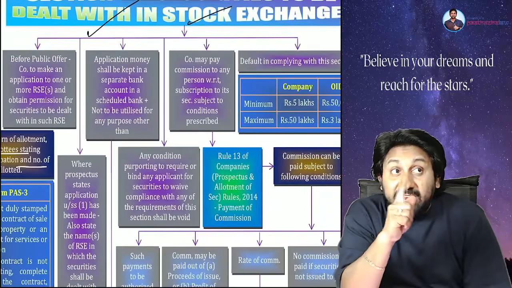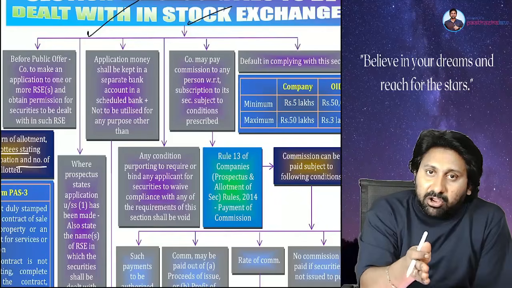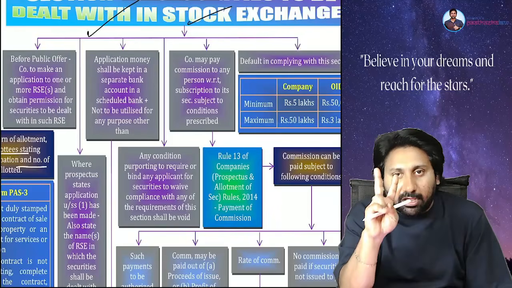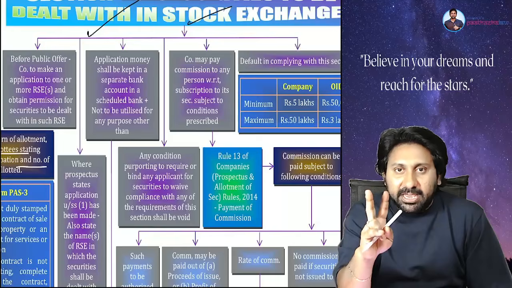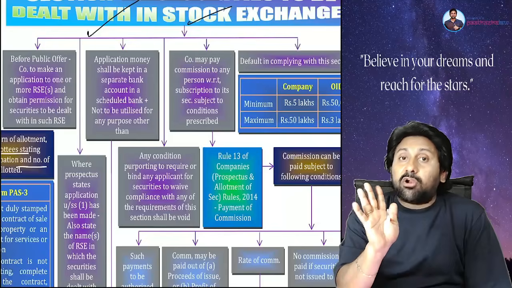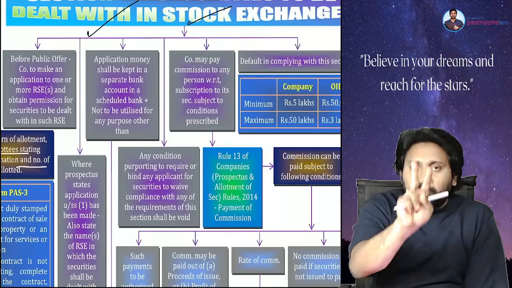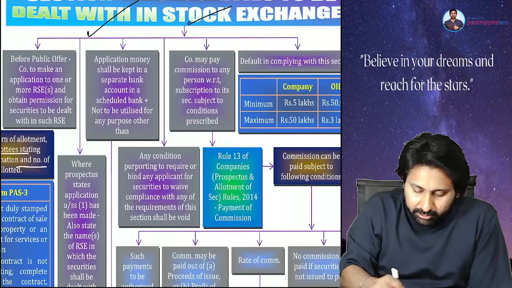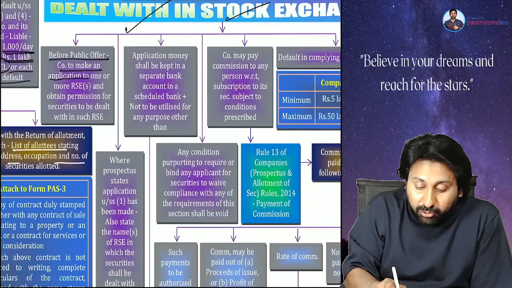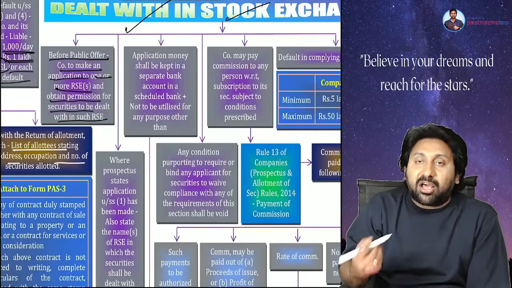Whenever an unlisted company wants to go for a public offer and become listed, even before making the public offer, first it should enter into an agreement with either one or more stock exchanges in India. Two popular stock exchanges, NSE, BSE. For example, my company wanted to go for listing. Directly you cannot go and issue shares to the public. First, you need to enter into an agreement with any of these two stock exchanges, either one or both. So that's why before public offer, the company has to make an application to one or more recognized stock exchanges and obtain their permission to be dealt in the RSE.